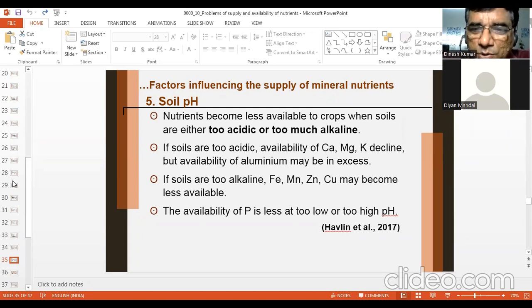If soils are too acidic, the availability of calcium, magnesium, potassium declines, but the availability of aluminum may be in excess. If pH is below 5.5 or 5, then aluminum, iron, manganese can become very toxic. If soils are too alkaline, then iron, manganese, zinc, copper may become less available. The availability of phosphorus is less at too low or too high pH. For phosphorus, I think the highest availability is from 6 to 7. At 6 to 7, you will have the highest availability of phosphorus.